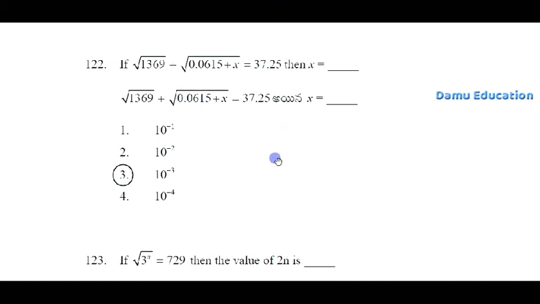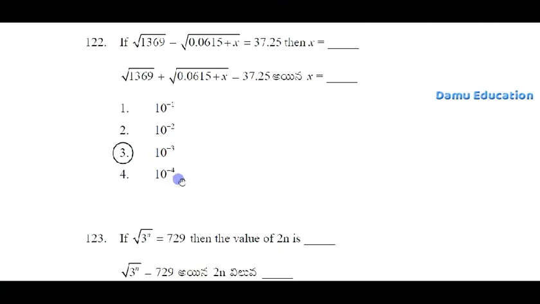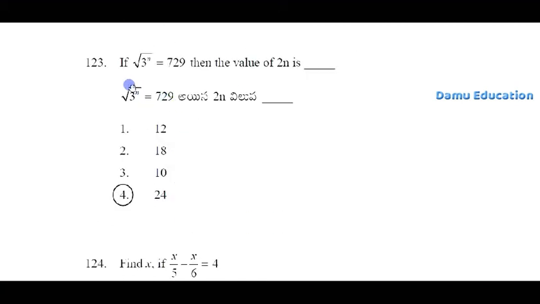If square root of 1369 plus square root of 0.0615 plus x equals 37.25, then x is 10 power minus 3. If square root of 3 power n equals 729, then the value of 2n is 24. The value of n will be 12.